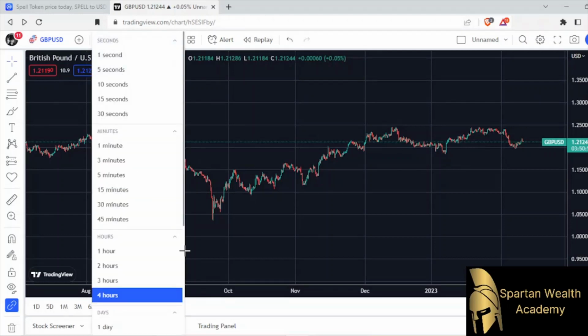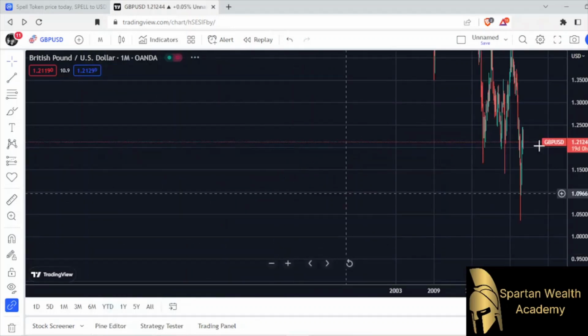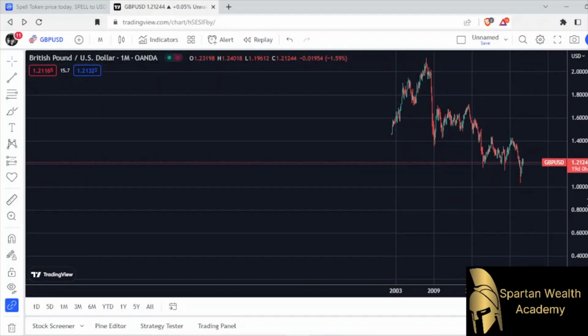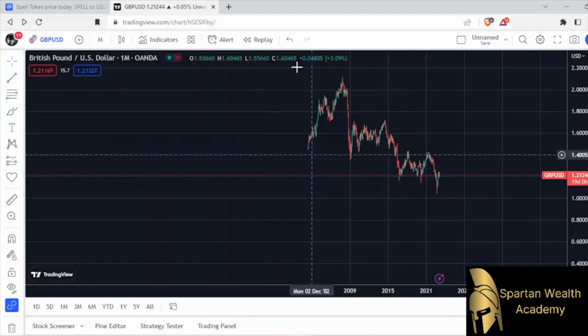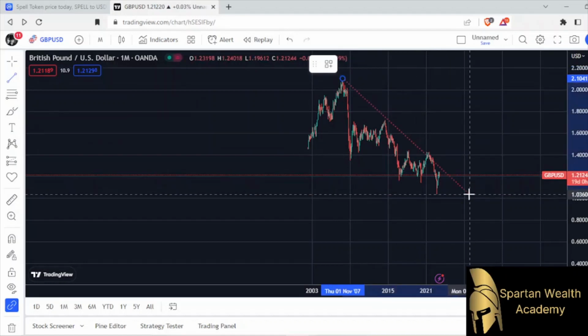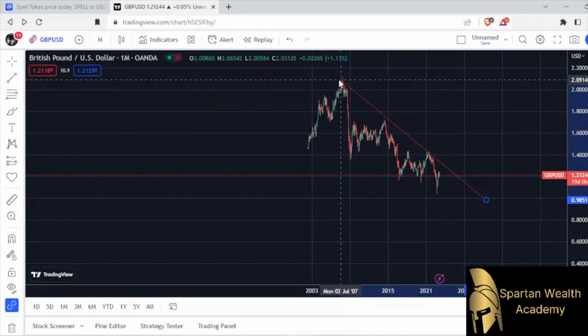I'd normally go to, so we're on the pound dollar here, I'd normally go down to the monthly. The reason I do this is because I want to see, on a longer time scale, what direction we're going in. So this is the monthly chart for the pound dollar, and you can see here we are on a downward trajectory. So I'd put my trend line somewhere probably around there.